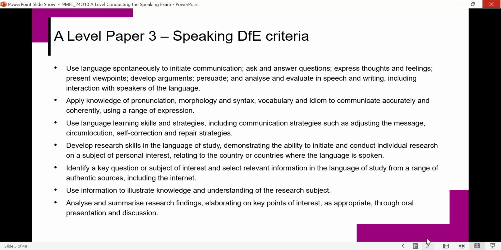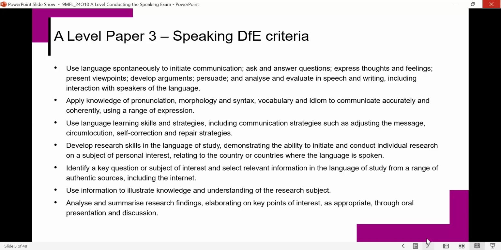We're also expecting students to develop research skills in the language of study, demonstrating the ability to initiate and conduct individual research on a subject of personal interest relating to the country or countries where the language is spoken. And I'll explain the rules that sit around that requirement to conduct independent research as we get to that part in the presentation. Students are also expected to identify a key question or subject of interest and select relevant information in the language of study from a range of authentic sources, including the internet.